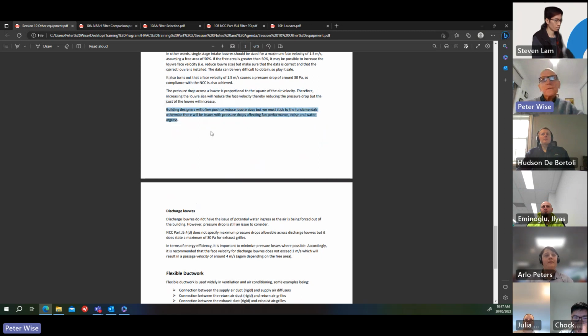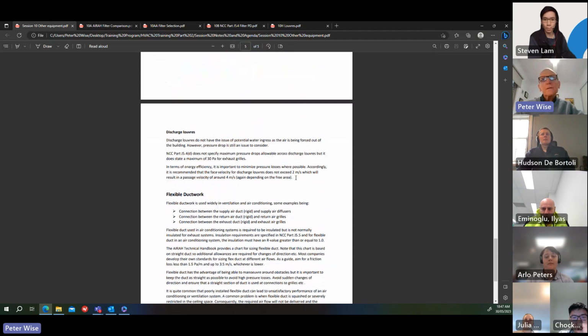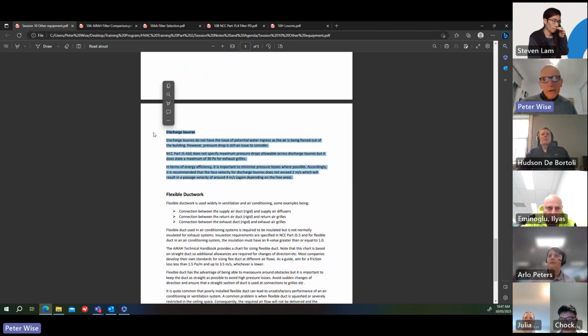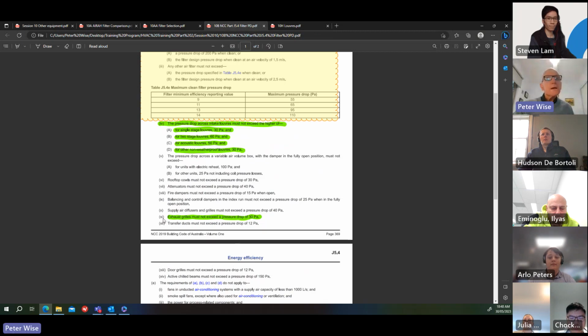So noise is another issue. If you've got a high face velocity, it'll cause noise. So be careful on the discharge louvers as well, because sometimes designers tend to think, well, it's only a discharge louver, so we're not going to have water coming in. We can go to a higher velocity. But a higher velocity means a higher pressure drop exponentially and more noise. The NCC doesn't specify specifically the pressure drop allowable across the discharge louver, but it does state a maximum of 30 pascals for exhaust grills. So it's basically the same thing. This, 11.11, exhaust grills must not exceed a pressure drop of 30 pascals.